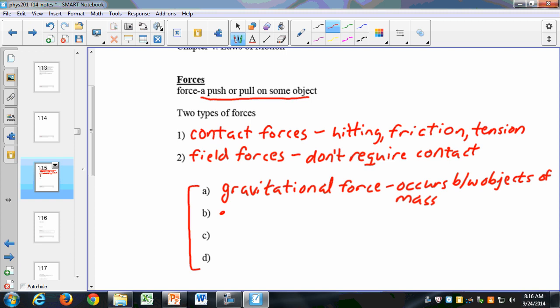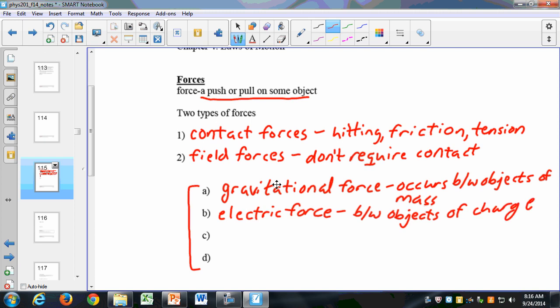There's also the electric force, which we'll deal with next semester. It's part of the magnetic force, but we'll just clump them all together. This is between objects of charge. Particularly important for you chemists, and you'll get into that a lot in PChem.